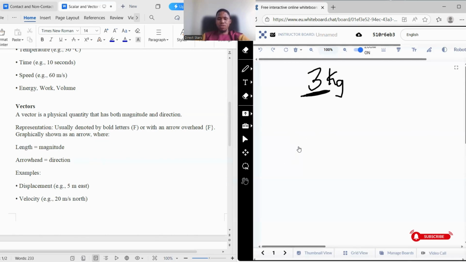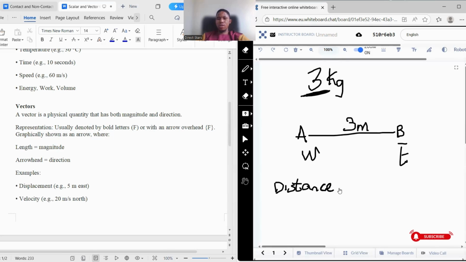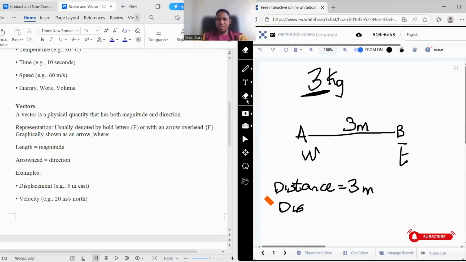So with that, let me give you the difference between distance and displacement. In a distance, we have A to B. So if this is west and this is east, in distance, let this be just 3 meters. So the distance here is 3 meters. That is the distance. Okay, the distance is just 3 meters. But the displacement, we state that we have 3 meters to the east. So that is displacement. Okay, so the displacement shows 3 meters to the east.